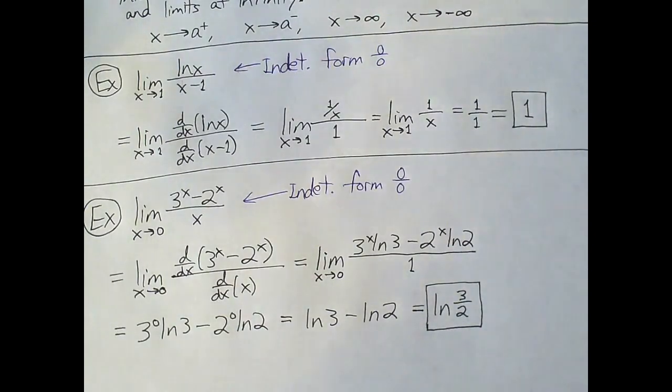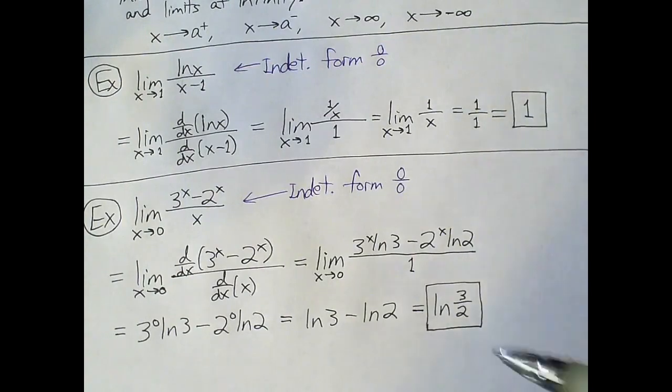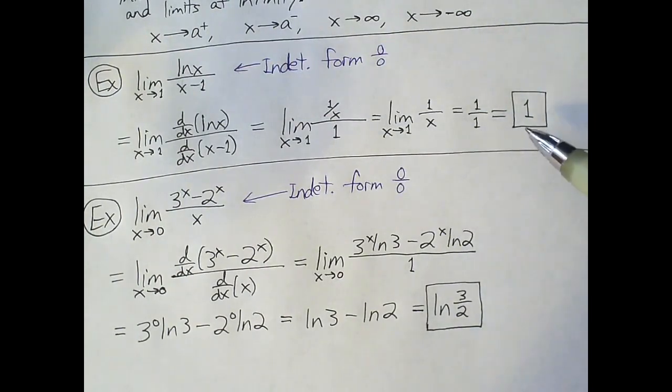Notice both of these problems we just did were indeterminate forms of the type 0 over 0, but we get different results. So just because it's in the same form doesn't mean you're always going to get 1, for example. The 0 over 0 form can lead to different results, different answers. We should look at some infinity over infinity examples.